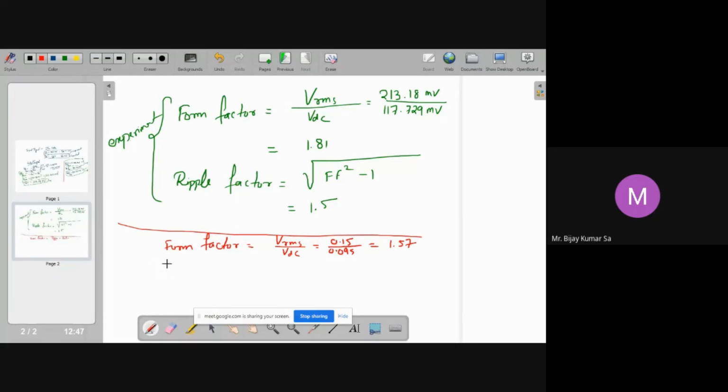Then similarly we should go for calculating the ripple factor. Tell me how much it is. Yes, the formula remains same. 1.21. Okay. So this is from theory.